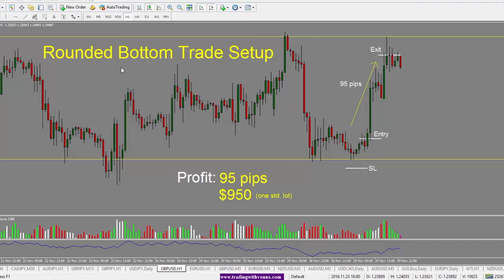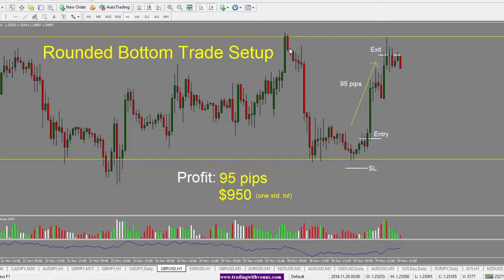We're looking at a rounded bottom trade setup here. This is the pound US dollar 1-hour chart. A rounded bottom trade setup basically is a bottoming formation, and it's usually found after a downtrend. So price will be moving down, we hit a bottom, and then we have this rounded bottom type of formation that gives us an indication that the price is likely to move up higher.